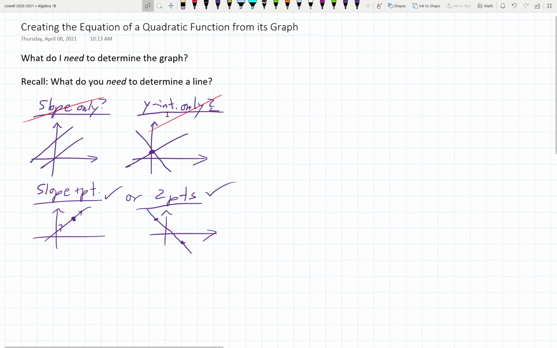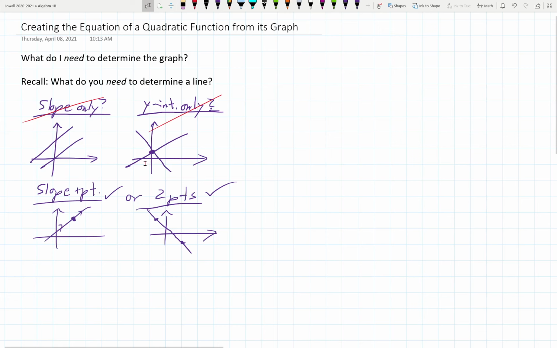What about if I only had the y-intercept? Well, that wouldn't work either, or not just a y-intercept, if you only had a single point, because sure, that point locks in one point of the graph, but if you didn't tell me what the slope is, I could have a negative slope or a zero slope or a positive slope or whatever.